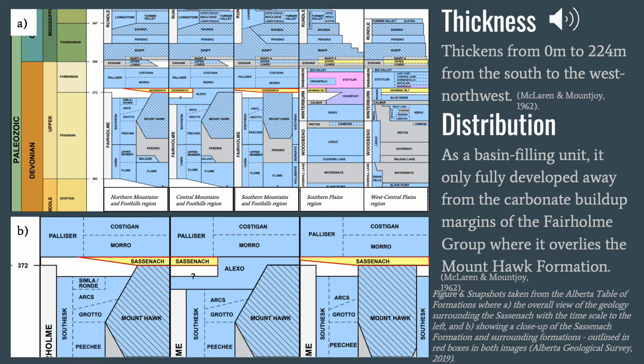Figure 6 are snapshots taken from the Alberta Table of Formations, where A is the overall view of the geology surrounding the Sassenach with timescale to the left, and B shows a close-up of the Sassenach Formation and surrounding formations. The Sassenach Formation is outlined in red boxes in both.